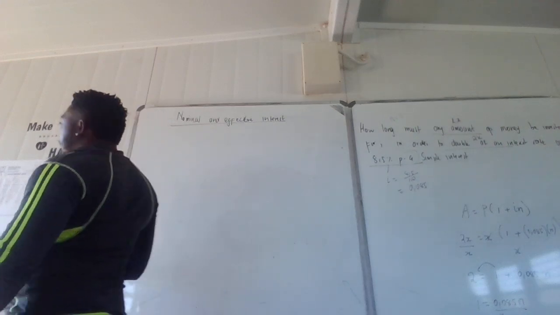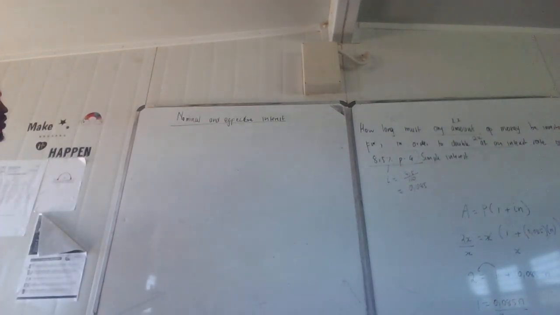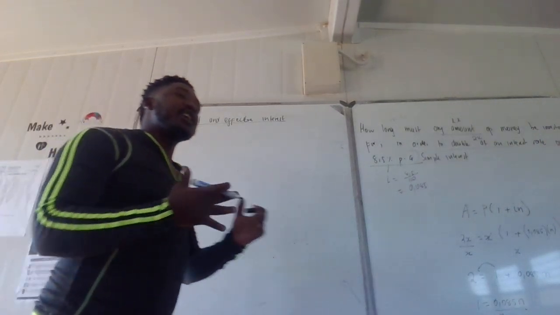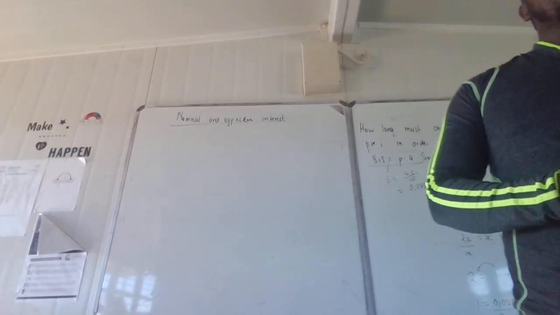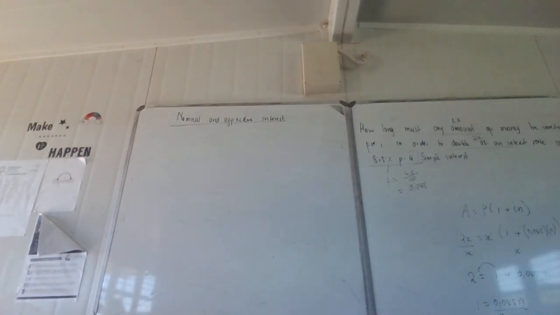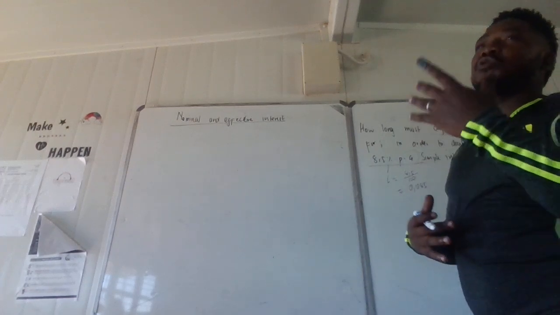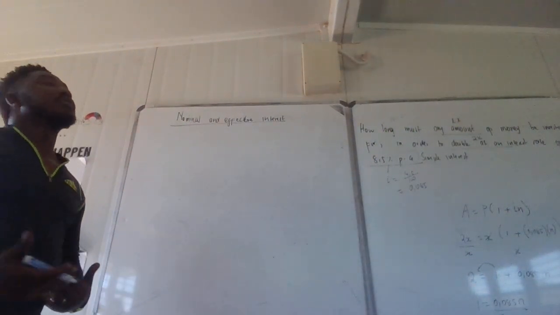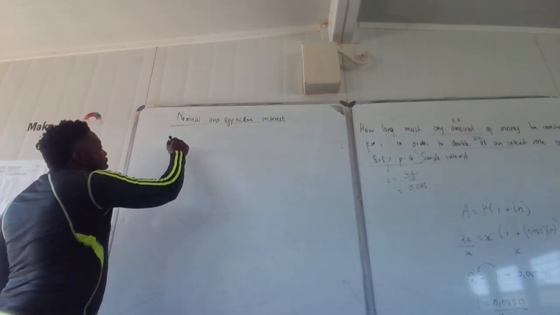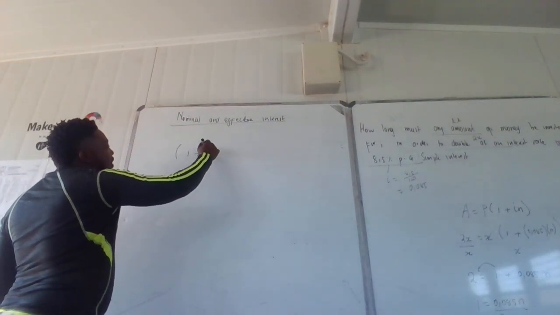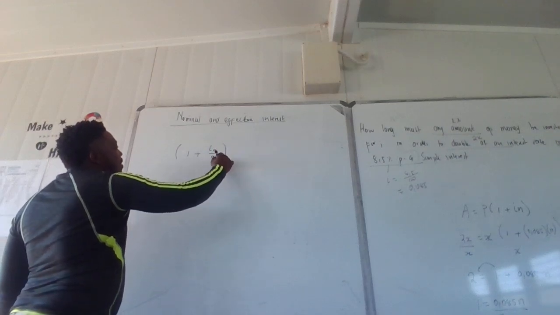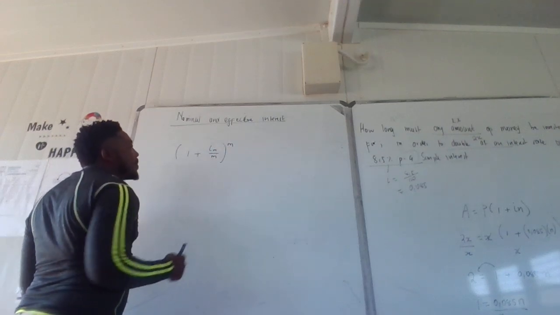All right. In the previous grades, we knew how to change the interest rate from being compounded monthly to being compounded weekly, and so on. We had a formula for that, and the formula was 1 plus i divided by m, all raised to m.